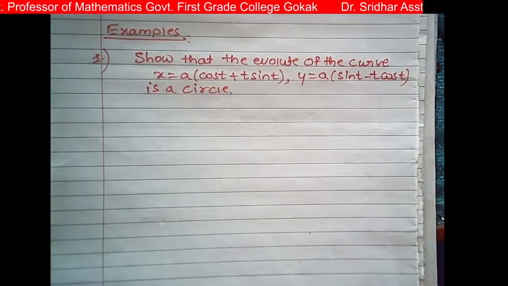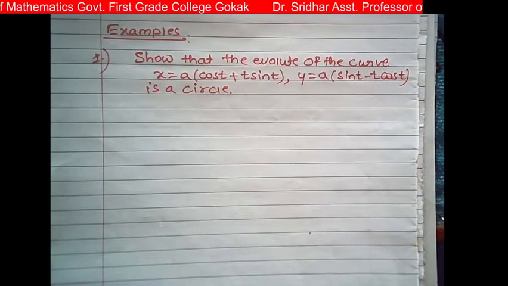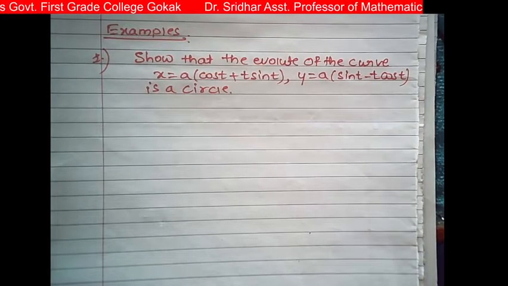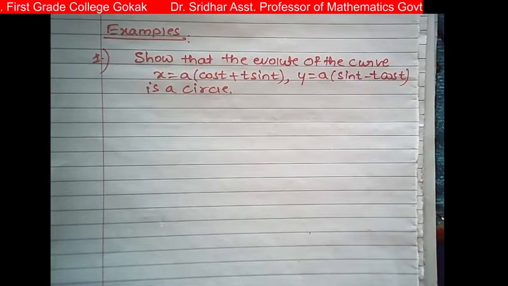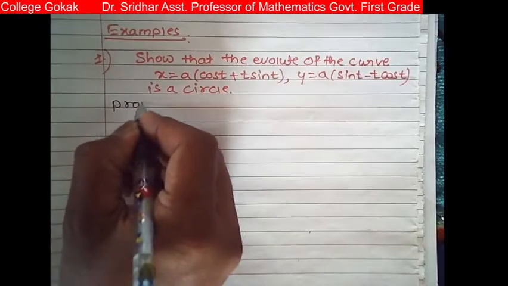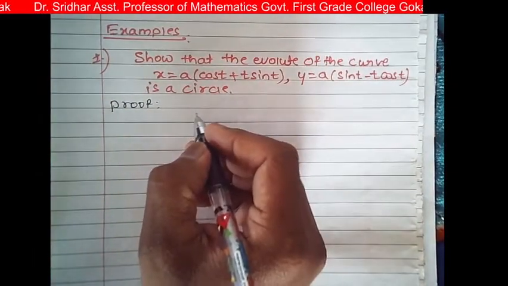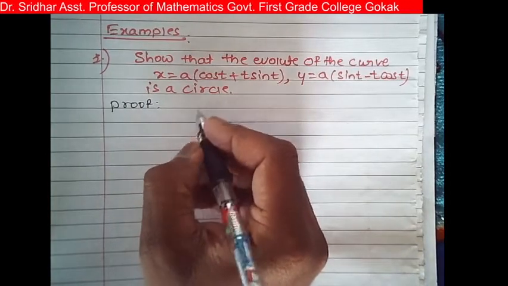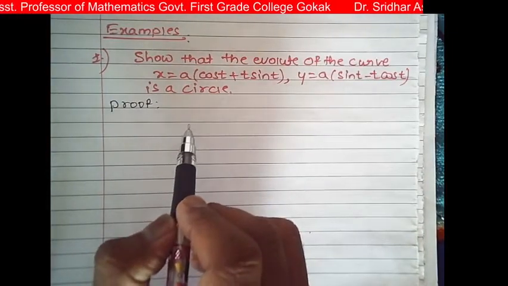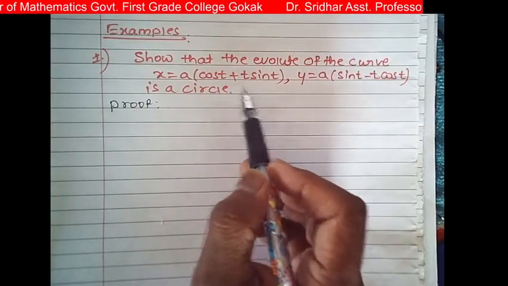To show that it is a circle, so first we find the coordinates of center of curvature. Okay, first we find the coordinates of center of curvature. So for that, what we do, we write the given equation first. Now to find the coordinates of the center of curvature, already we know that this x and y are expressed in terms of parametric form.